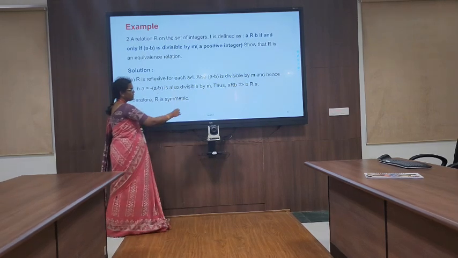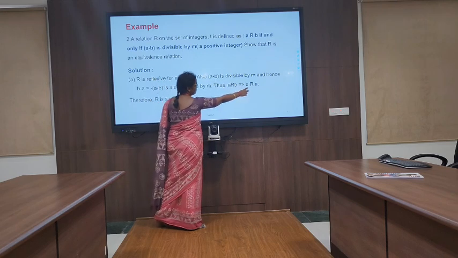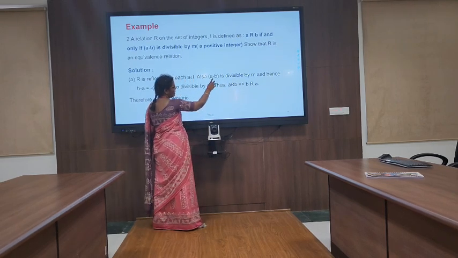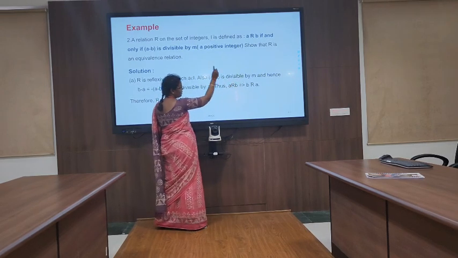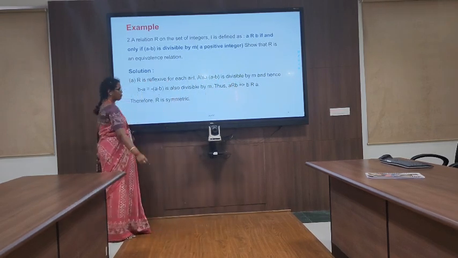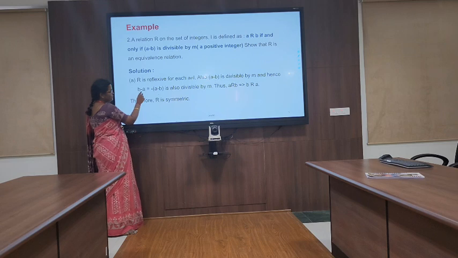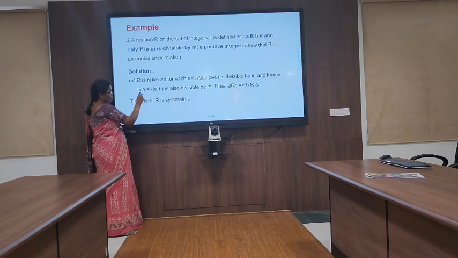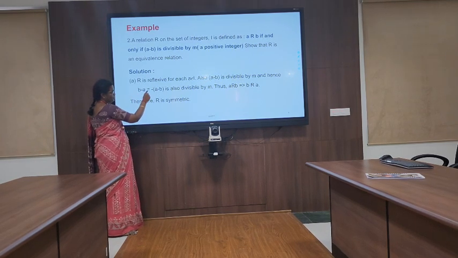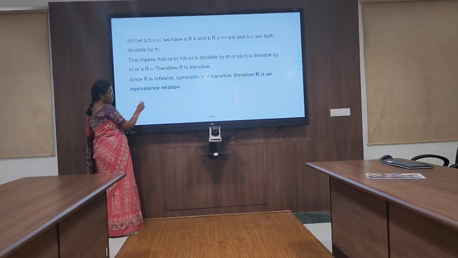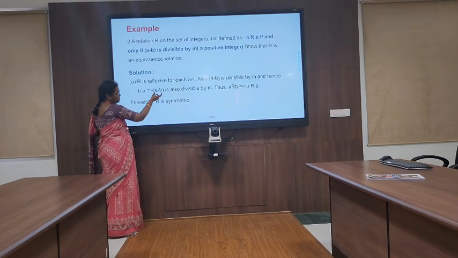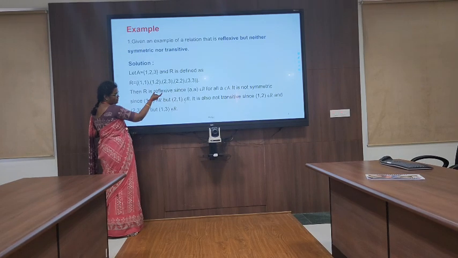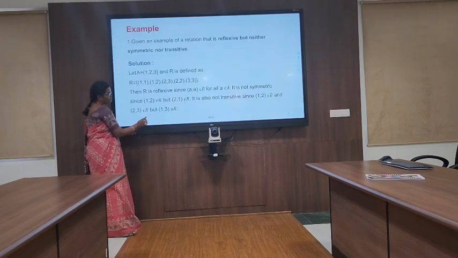Property number 2, R is symmetric. Assume A is related with B. We show B is related with A. If A is related with B, the difference is divisible by M according to the given condition. Consider this difference B minus A. How can B minus A be written? Take the minus sign outside, so it is minus of A minus B. The difference A minus B is already known.